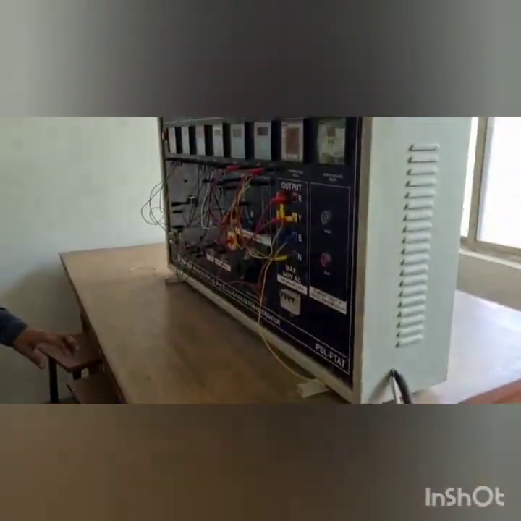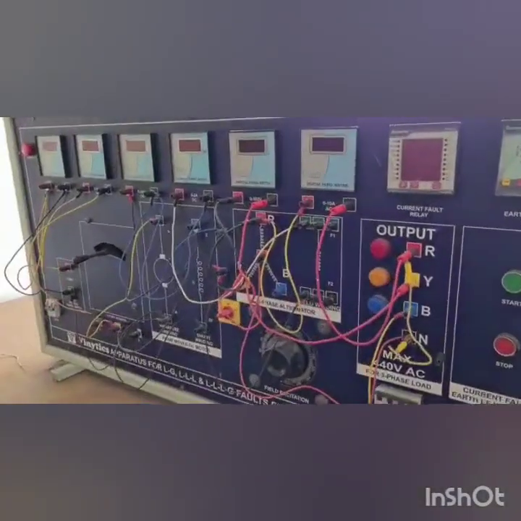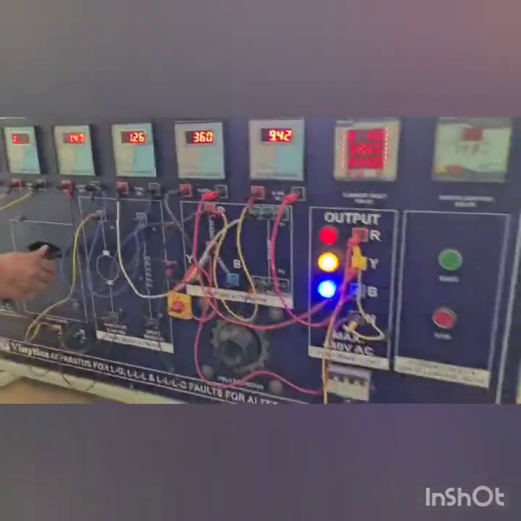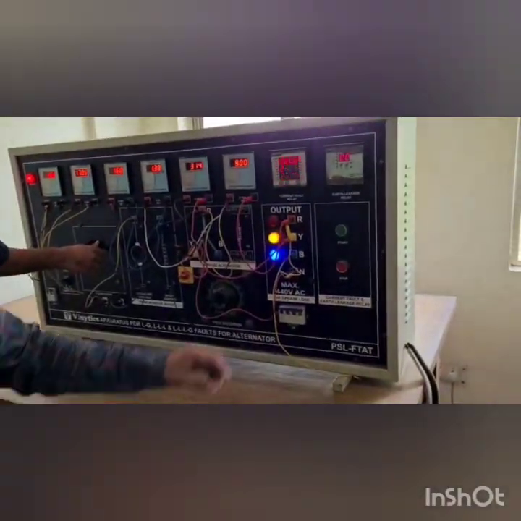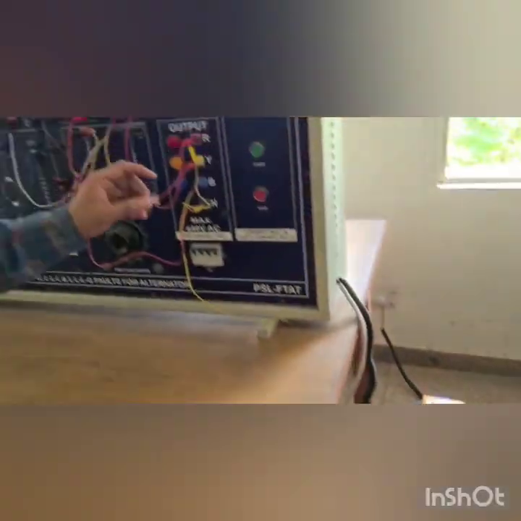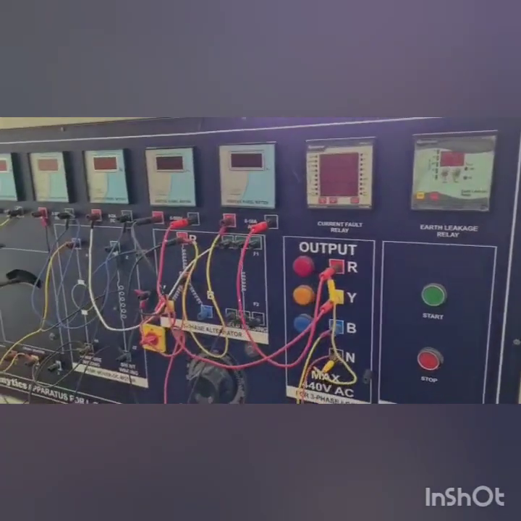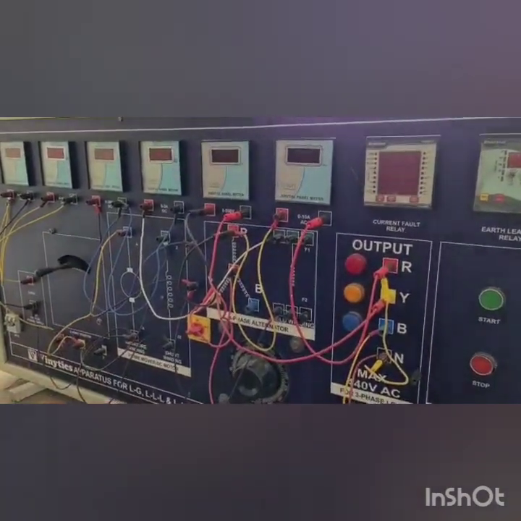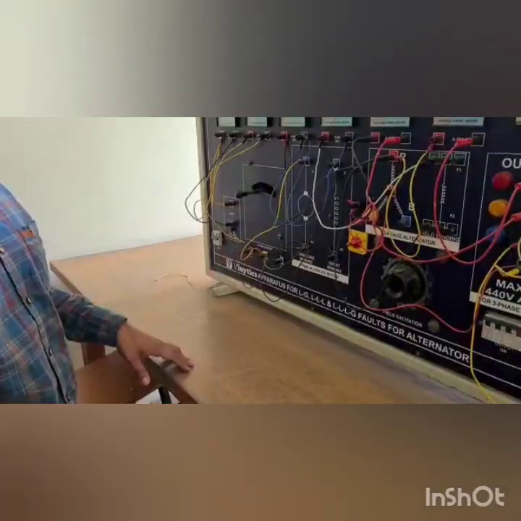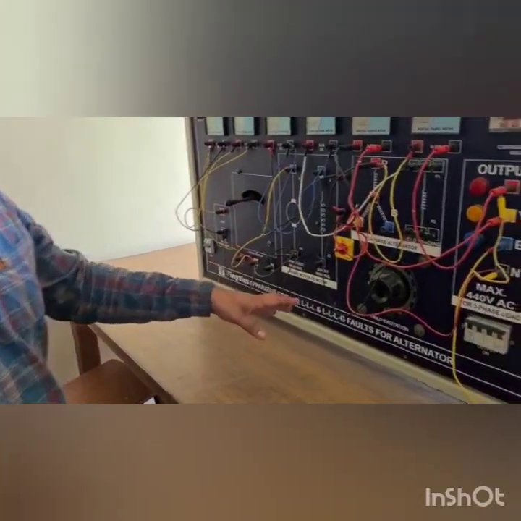Now let us take a look at this panel. We switch it on and take a look, and the values change. Different values of voltage, current, phase and frequency will be observed. That is our practical for fault finding for alternator.